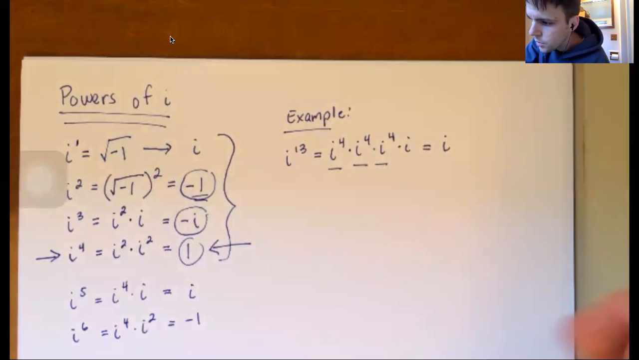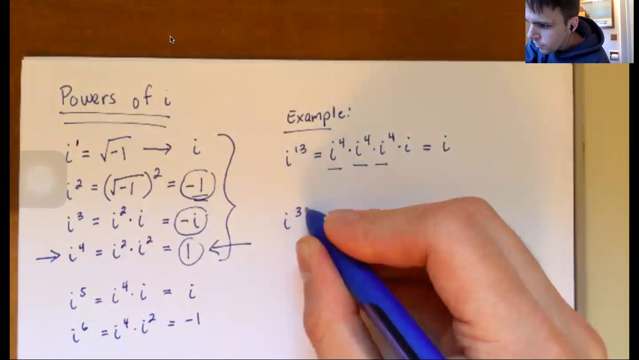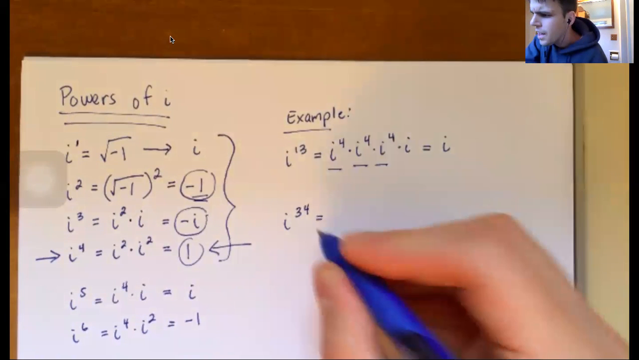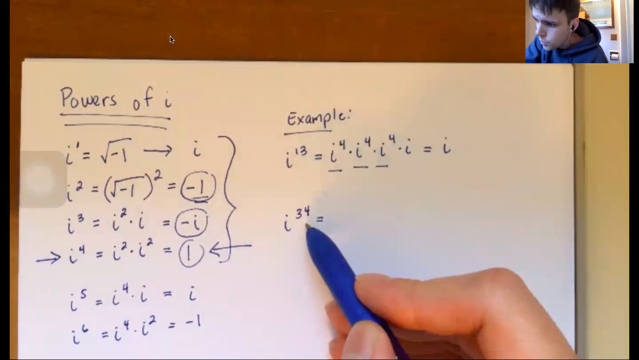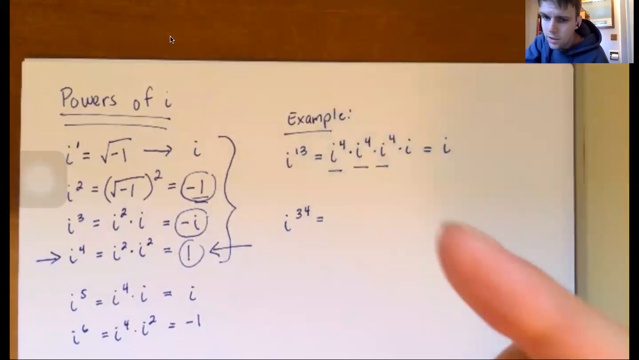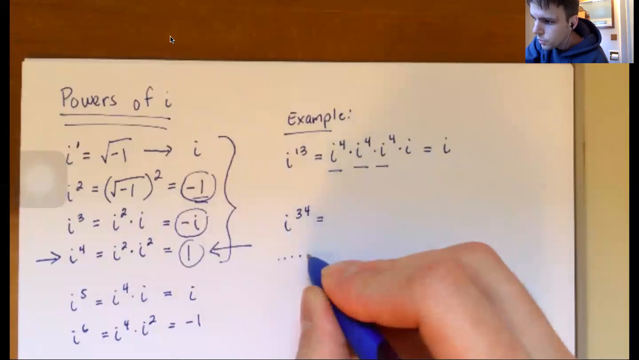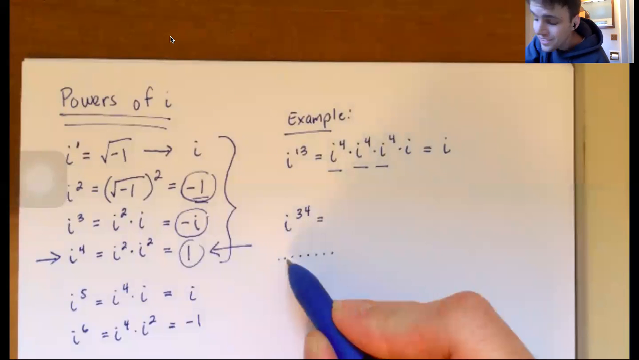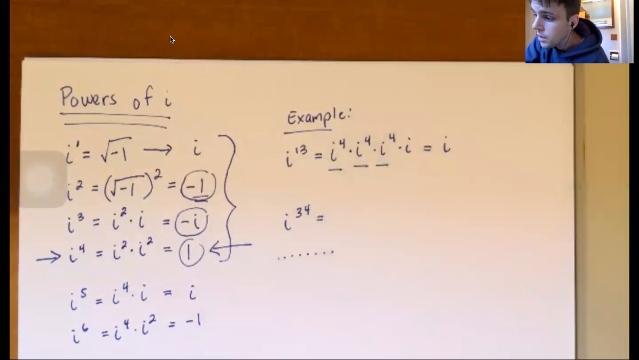Let's do another one real quick. i to the 34th power. A little bit trickier. 34. How many times does 4 go into that? Let's see. 4, 8, 12, 16, 20, 24, 28, 32. So that's 1, 2, 3, 4 - that's 8 times. And we need 2 more to get up to 34.